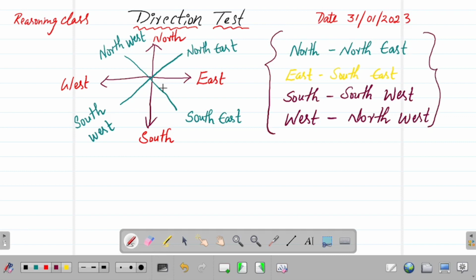Don't get confused. Northeast lies between north and east, southeast lies between south and east, southwest lies between south and west, northwest lies between north and west. Am I clear? Okay, right. So this is a basic thing. The next thing we have to know about.